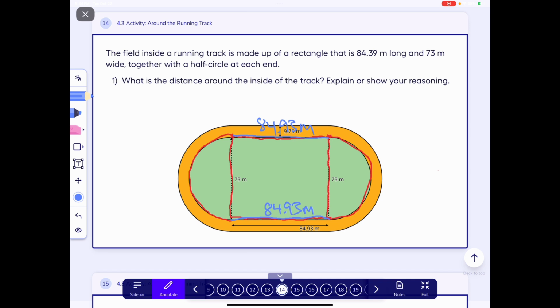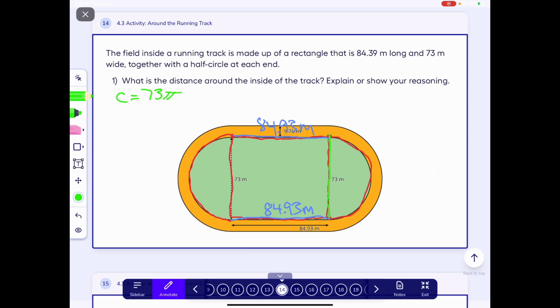Well, if you notice, we do have the height of the circle. The height of the circle, I'll do it in green, is 73 meters. And the height of a circle is the diameter. It's the same thing as the length of a circle or the width of a circle. It's all the diameter. So the diameter is 73 meters. So the circumference of the whole circle is 73 pi. So that's the circumference of the whole circle.